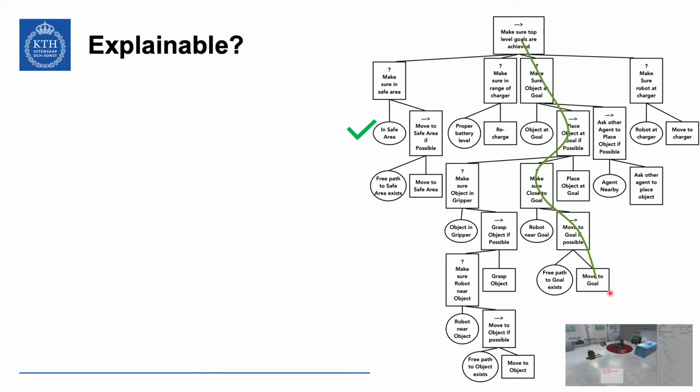So for instance, we ask the robot, what are you doing? I'm moving to the goal, but it can actually start by saying, achieved important sub-goals: I'm in the safe area, the battery level is at the proper level, I already have the object in my gripper, and given this situation, I'm moving to the goal to make sure I'm close to the goal, to put the object at the goal, since I already have it in the gripper. And I haven't started to worry about being at the charger yet.